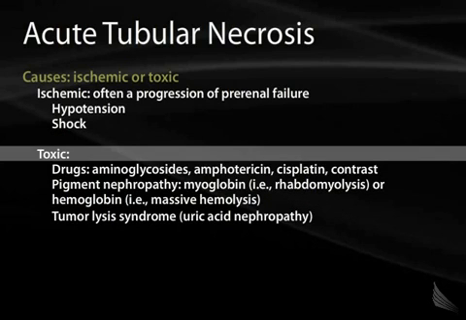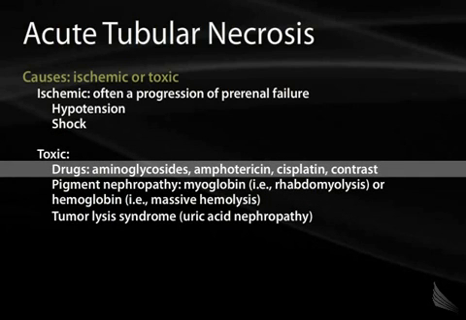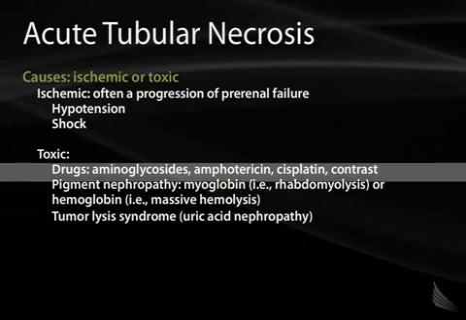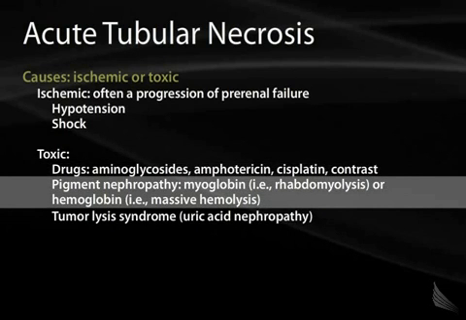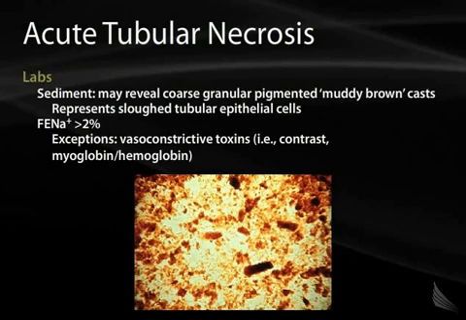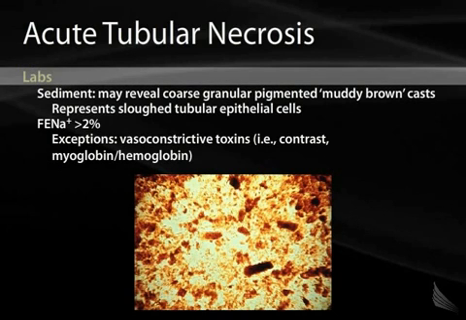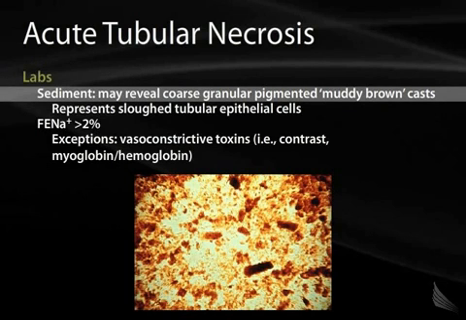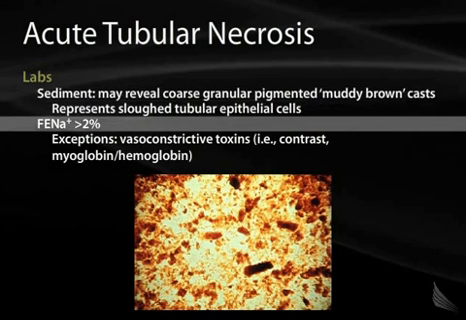The most common causes of toxic injury are drugs, specifically aminoglycosides, as well as cisplatin-based chemotherapy. Also, pigments, myoglobin and hemoglobin, can be directly toxic to the renal tubules. The laboratory abnormalities seen in acute tubular necrosis are primarily an abnormal urinary sediment with muddy brown or deeply pigmented coarse granular casts, as well as the increased fractional excretion of sodium, or a FeNa greater than 2%.